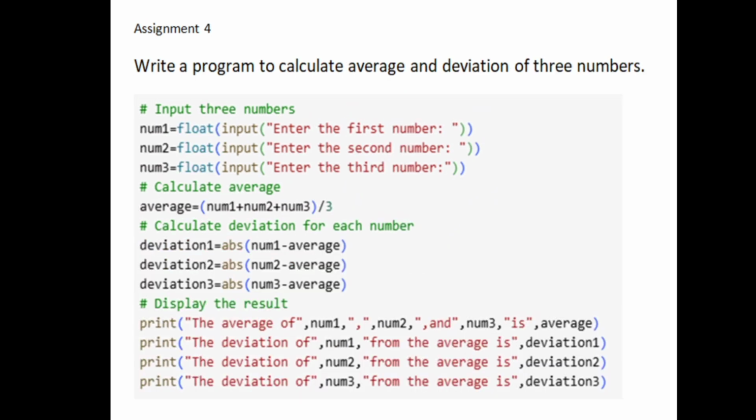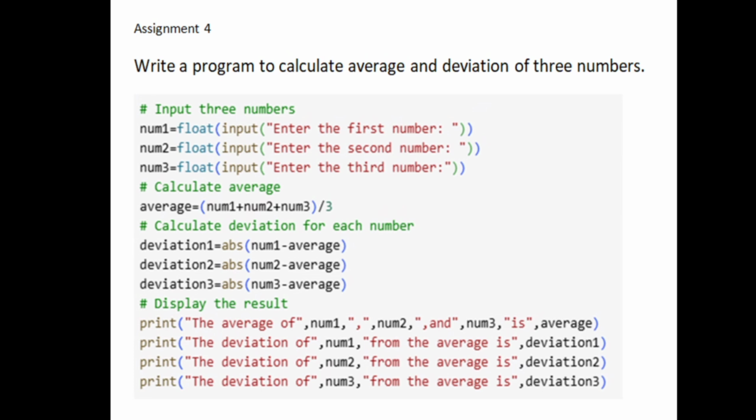Now assignment number 4: write a program to calculate the average and deviation of 3 numbers. Input 3 numbers: num1 equal to float input, "Enter the first number:", under double quotes. Num2 equal to float input, "Enter the second number:". Num3 equal to float input, "Enter the third number:". Then calculate the average: average equal to num1 plus num2 plus num3 divided by 3. Calculate deviation for each number.